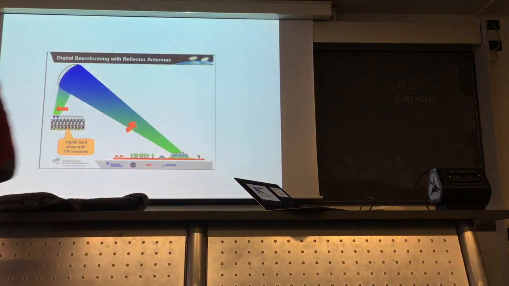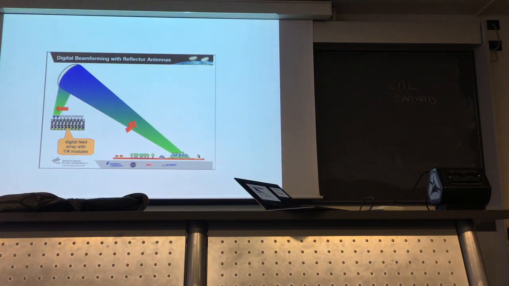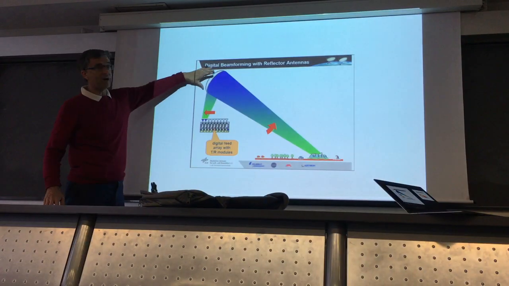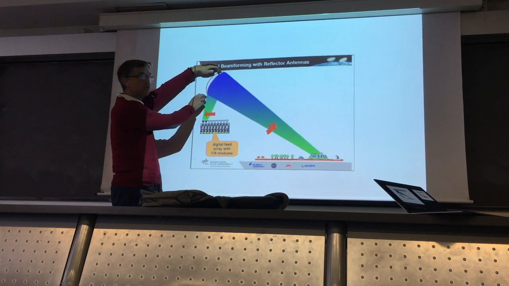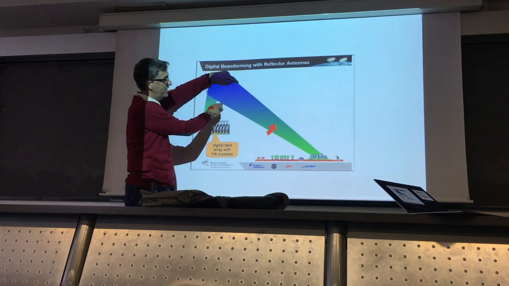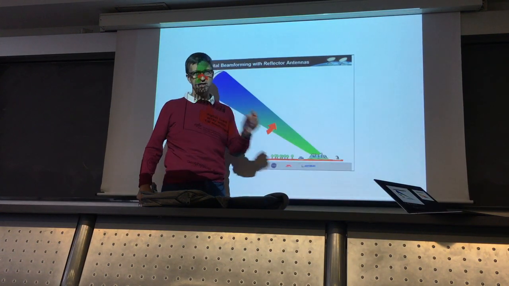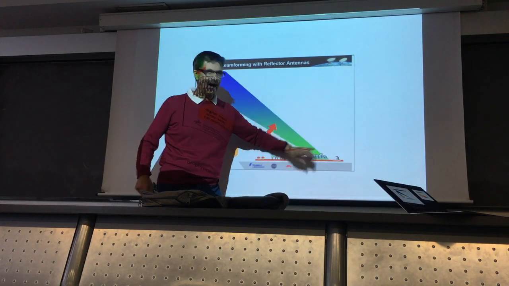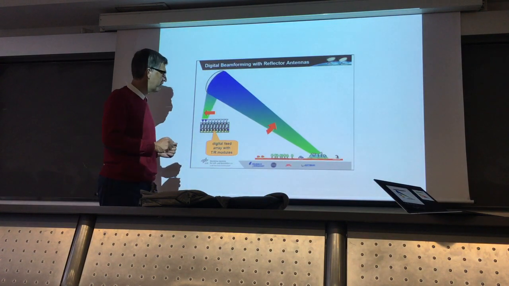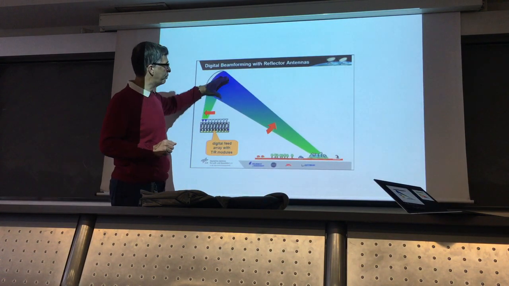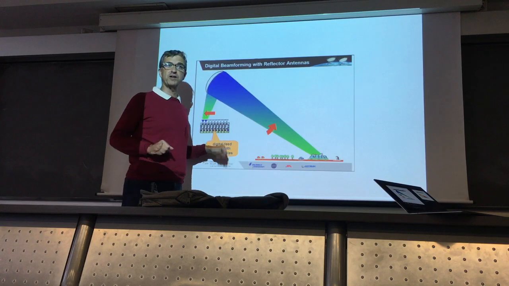So here it's nice to see what you can do when you have a digital array and a reflector. This reflector is very big. It means that in the end the beam on the terrain is small, and it's what you get because you want a high resolution. So you want to have a very small beam. But now you want to point the small beam in different positions.